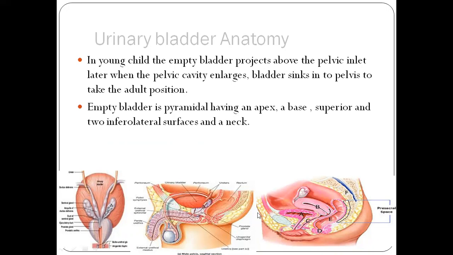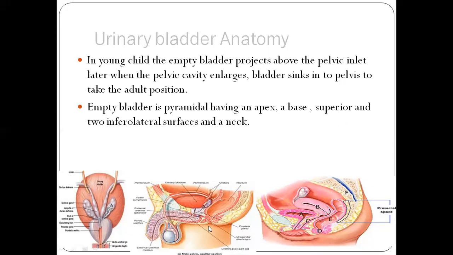This is a picture of the male urinary bladder. At the base of the male urinary bladder, we will find the vas deferens and seminal vesicles at the back. Over the superior surface, the peritoneum is present, and over the back, the peritoneum is present. Here, this is the peritoneal fold which covers the rectum, then reflects over the superior surface of the bladder and forms the rectovesical pouch in male. This is the superior surface, and this is the apex of the bladder. This is the base of the bladder. This is the inferolateral surface, and this is the neck of the bladder, where the base of the prostate is present.